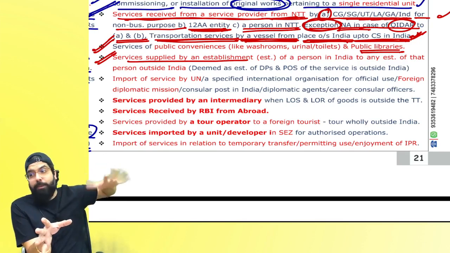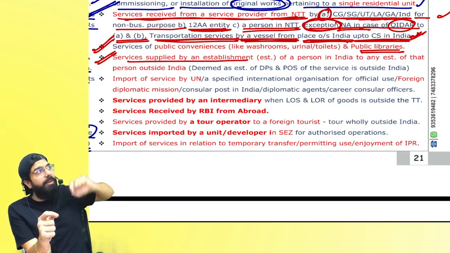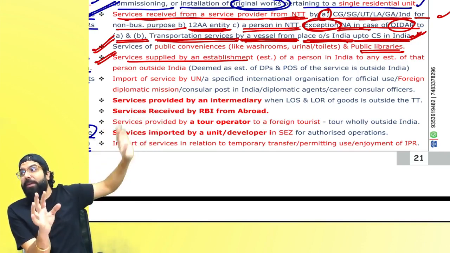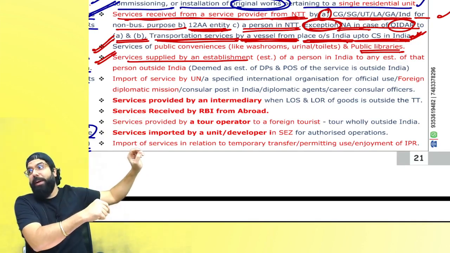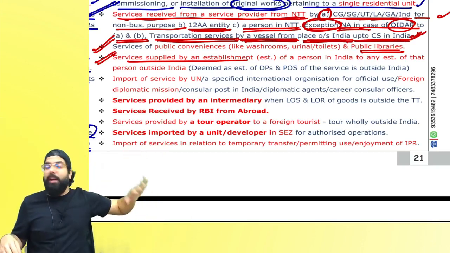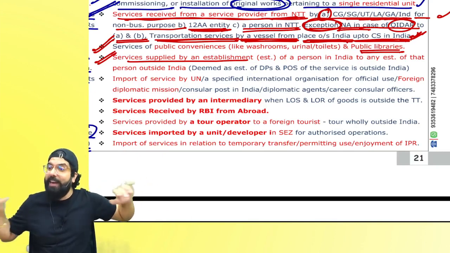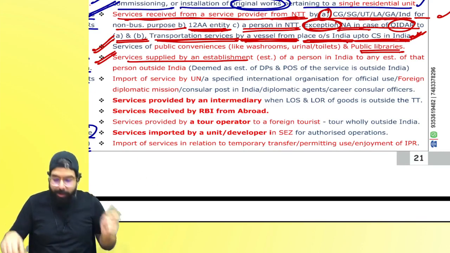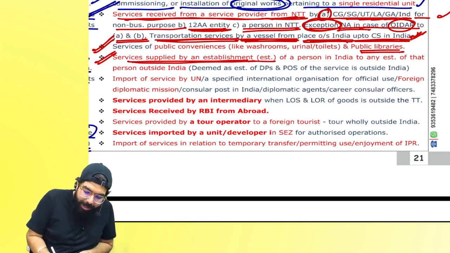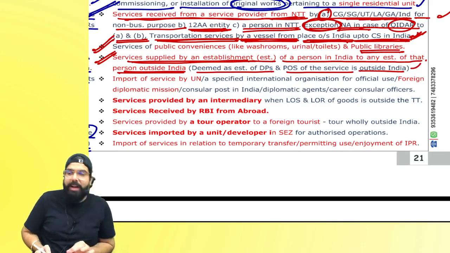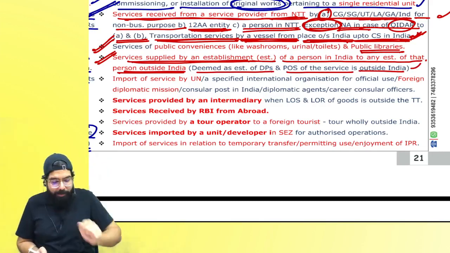In that case, it is not export of service. For example, State Bank of India providing services to State Bank of India, Dubai branch. It is mere establishment of a distinct person, so we will not give zero rating benefit, but we will give exemption. If you are given exemption, ITC refund is not given. If you are given export benefit, then ITC refund is given. Are you guys able to understand? So over here, services supplied by an establishment of a person in India to any establishment of that person outside India, which is deemed as an establishment of a distinct person, and place of supply is outside India, in that scenario it shall be exempted.